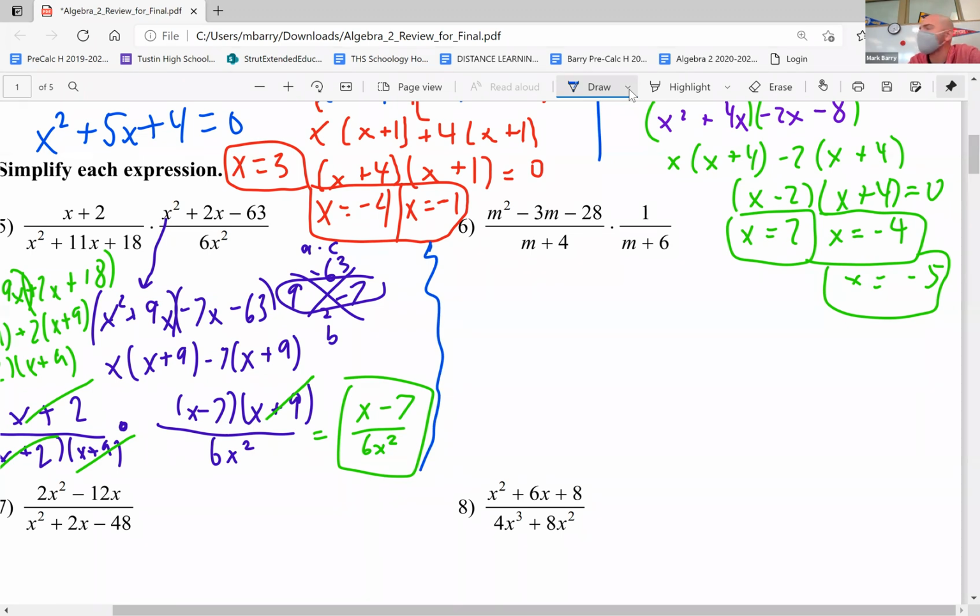All right, so this one we should start off. We factor the top left here. We factor everything that has a squared, like the m squared minus 3m minus 28. So a times c up top be negative 28. B on bottom is negative 3. So we got to think of two numbers that multiply to negative 28 and add to negative 3. So that is negative 7 and positive 4.